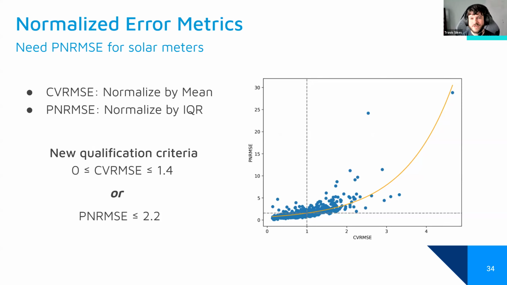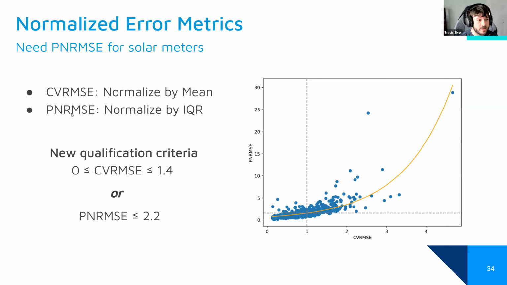What does that do to CVRMSE? Well, now you're dividing RMSE by a value that you are purposely trying to make as close to zero as possible, which means that CVRMSE is going to blow up. So if you have a sufficiency criteria that says you cannot be above 1.4 CVRMSE, well, you may as well just start eliminating solar PV customers because they aren't going to meet that criteria.